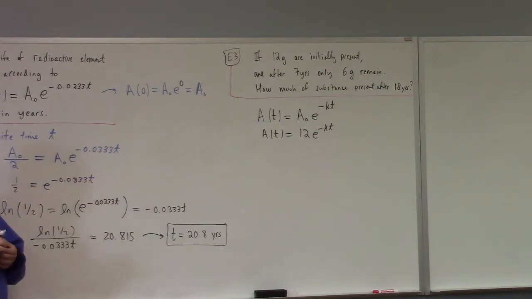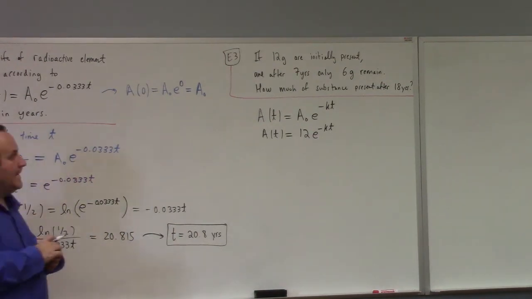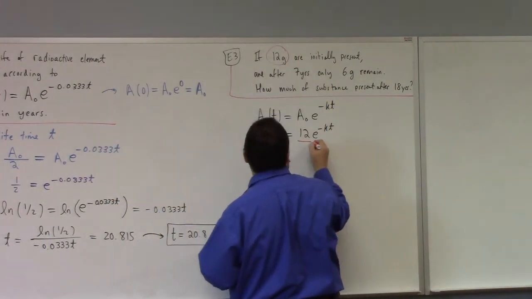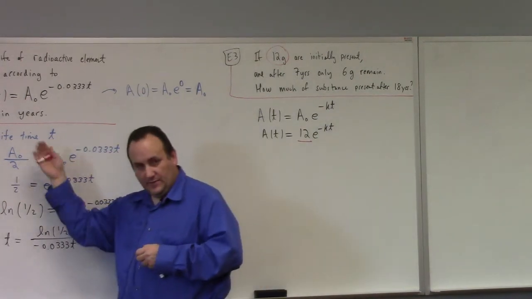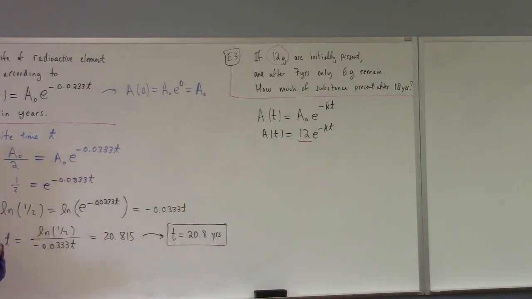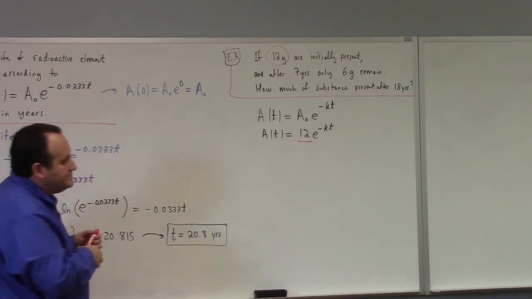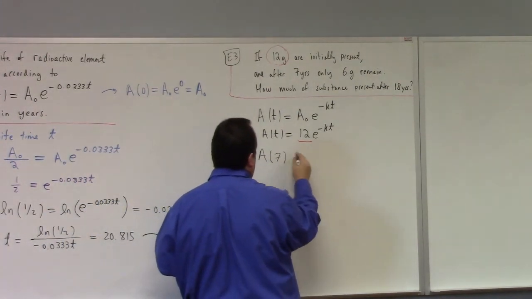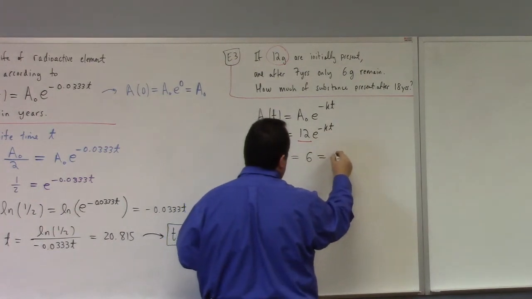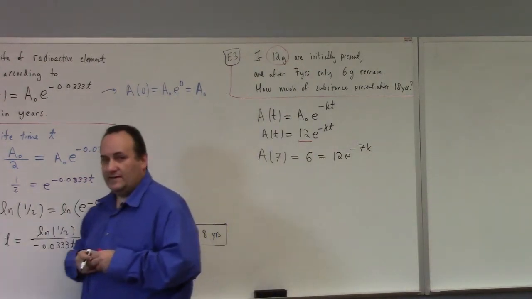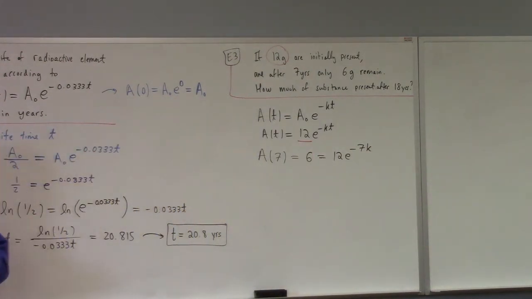But can we figure out what k is? What else do we know? This 12 told me to put that 12 here, and I'm using what I learned in example 2, which is that the number multiplying in the front is the initial amount present for the formula. Then I know that if I look at 7 years, A of 7 is equal to 6, and it's also equal to 12 e to the minus 7k. So I can solve that equation and figure out what the decay rate is. Solve for k.